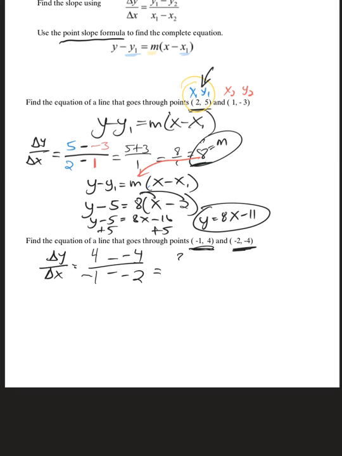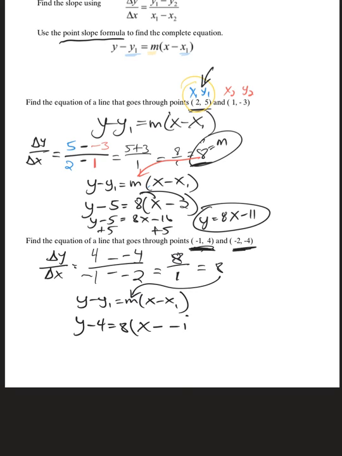4 plus 4 is 8. -1 plus 2 is +1, so my slope is going to be 8. Then I am going to use the point slope formula. Now that we know that 8 is the slope, I'm going to plug that in here. I'll use my very first ordered pair. So I'm going to have y minus 4 equals 8 times x minus -1.